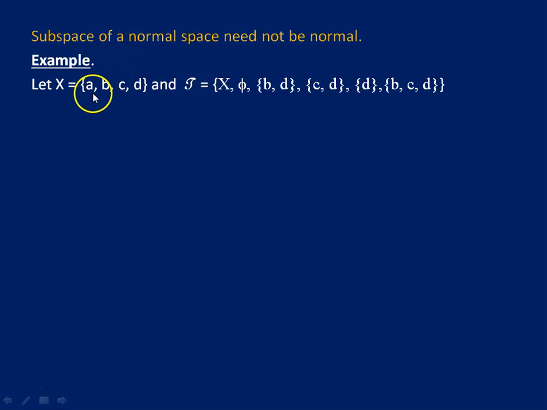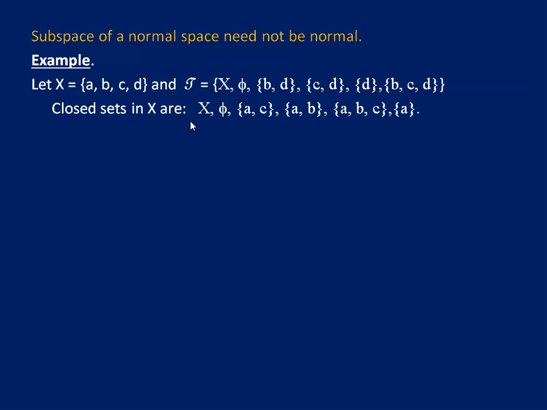Let X be the 4-point set {A, B, C, D} and tau be the collection of subsets of X containing the whole space, the empty set, the set containing two points B and D, the set containing C and D, the singleton set D, and the set containing B, C, D. Clearly this tau is a topology. Now let us consider this topological space. Here these are open sets in tau.